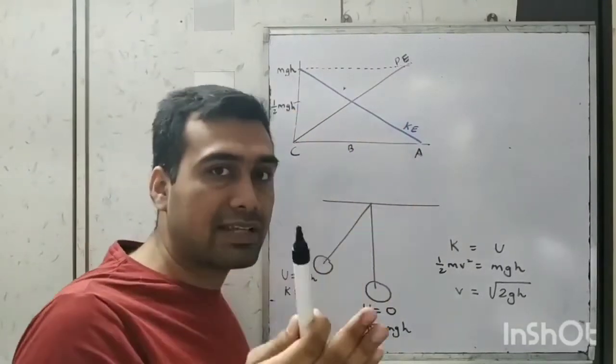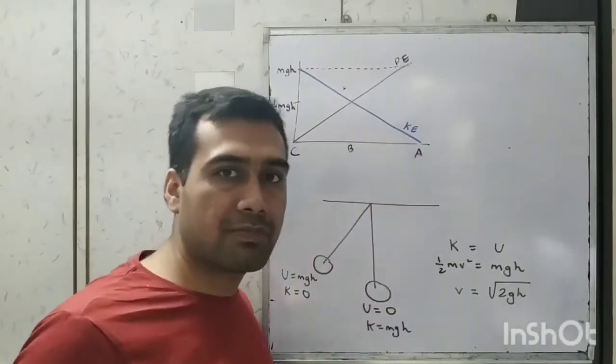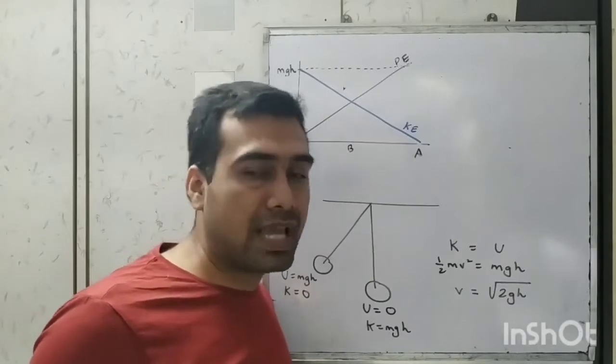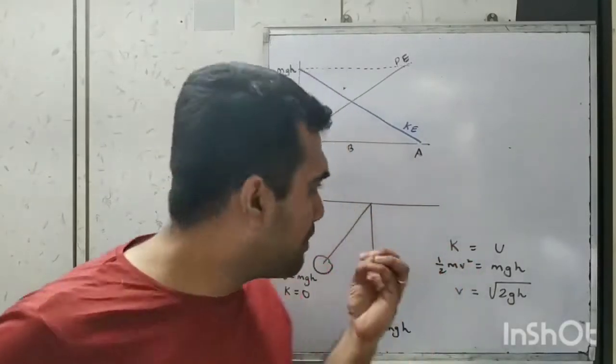At half the height, the potential energy will be half mgh, and kinetic energy will also be half mgh, but the total will be mgh. Now, let's apply this conservation of mechanical energy in a pendulum.